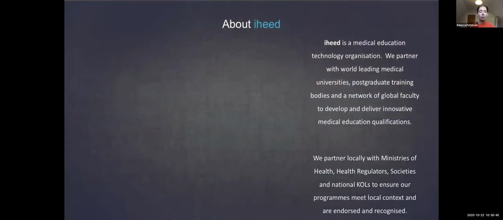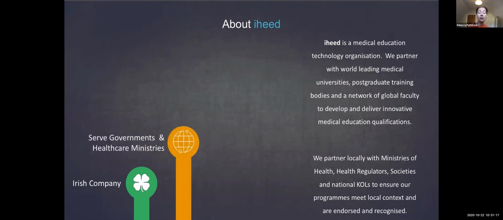When you hear about this MSc in Diabetes Care from the University of Warwick, you will also hear about IHEED, and you'll hear IHEED and the University of Warwick used interchangeably. So who are IHEED? First and foremost, we're an OPM, an online program management company. We put curriculum from universities, world-leading medical universities and postgraduate training bodies in an online environment, and deliver online medical education across the globe. We serve governments and healthcare ministries internationally, with large MOUs with ministries of health, particularly in the Middle East, Malaysia and Singapore.